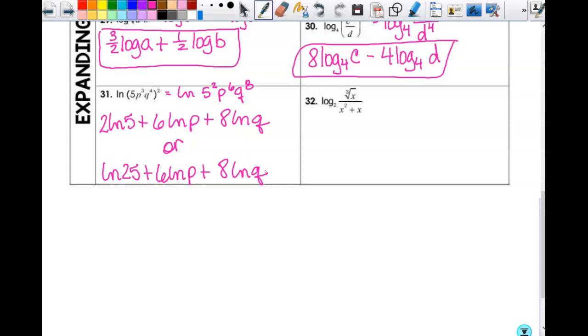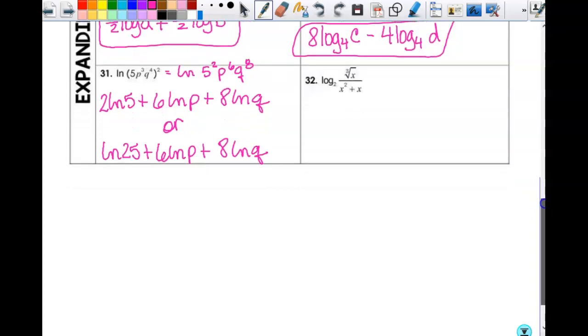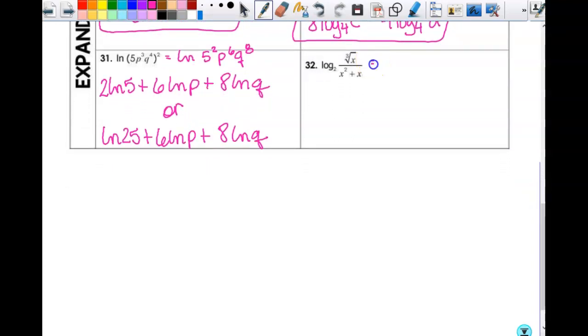All right, so let's look at 32. So I want to take the root and make it into an exponent. So this is going to give me log base 2 of x to the 1/3 power over, and then I need to factor this. This becomes x times what? x plus 1. Okay? So when I separate all this out and expand it, this will give me log base 2 of x, and then the 1/3 comes out front.